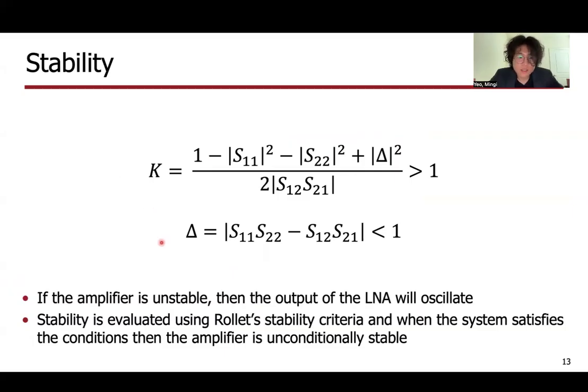Stability is usually evaluated using the Rollett stability criteria. Once we find the S parameters of our network, we can first solve for the delta factor. If the delta factor is less than 1, we pass the first condition, and then we can solve for the K factor. If the K factor is above 1, then it passes the Rollett stability criteria. Once K and delta are both met, the LNA is considered unconditionally stable.